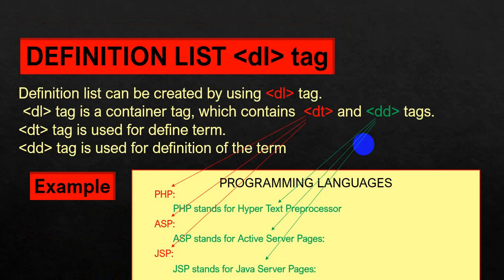Okay, definition list means what? Like you have to write certain terms and then you have to define that term. So if you are going to define some terminologies, in that case HTML provides a tag called DL tag, and DL tag is nothing but a container tag which is used to create a definition list.